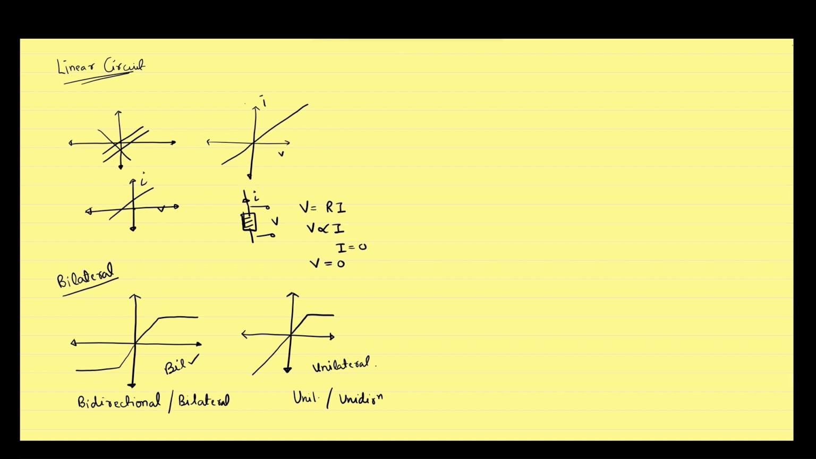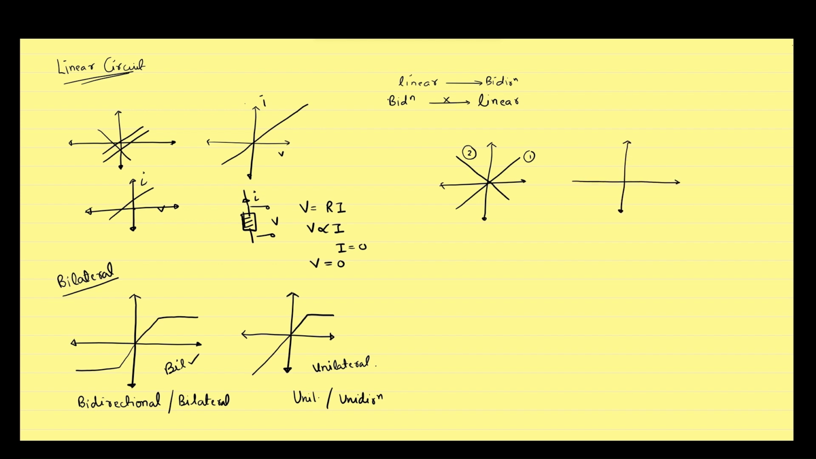Now, if you observe carefully, then you will notice that if a graph is linear, then the graph will be bidirectional also. However, the reverse need not be true. For example, take any linear graph like these two graphs. Both these graphs are linear as well as bidirectional. However, consider a graph like this. The graph is bidirectional, but it is not a linear graph.